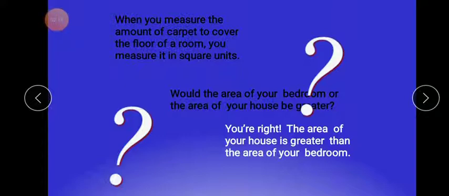Would the area of your bedroom or the area of your house be greater? Just tell me which is greater. By clear sense we can say the house is bigger than the bedroom. So the area of your house is greater than the area of your bedroom. By observation we can easily say that.